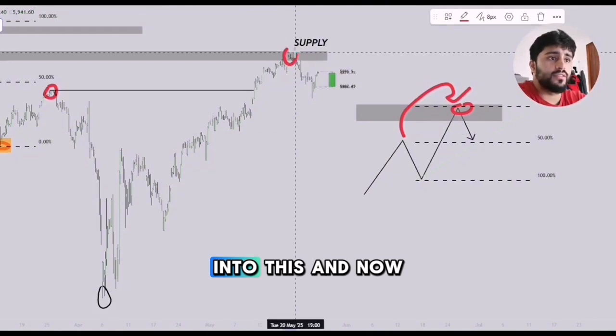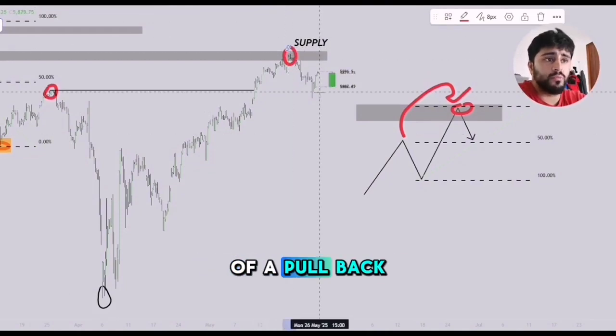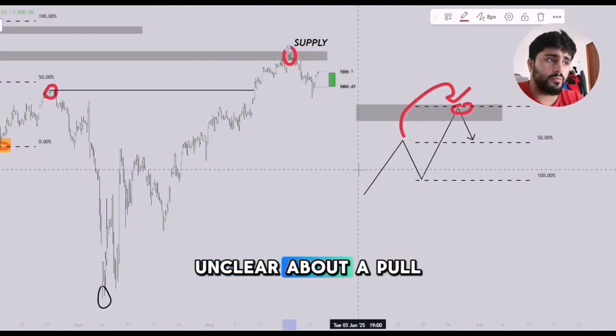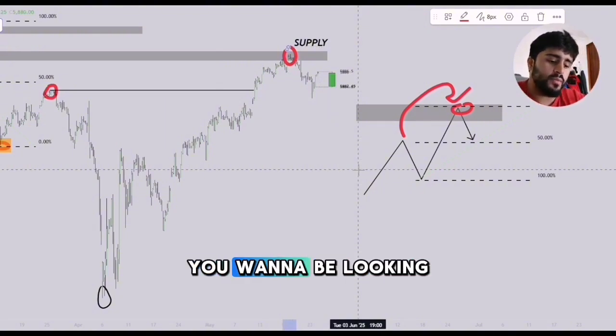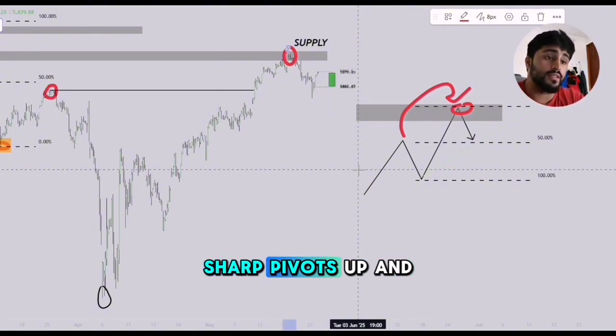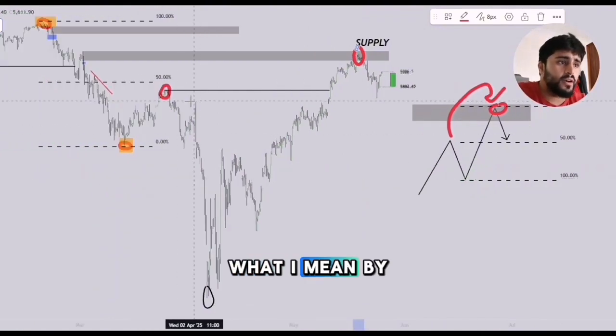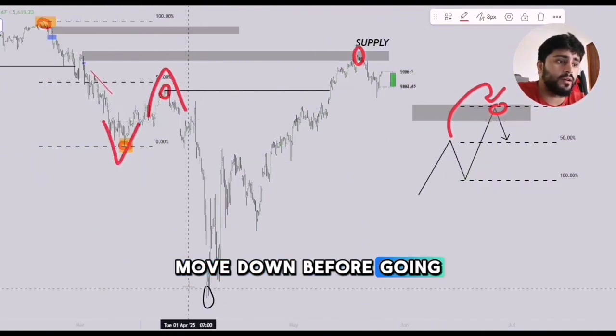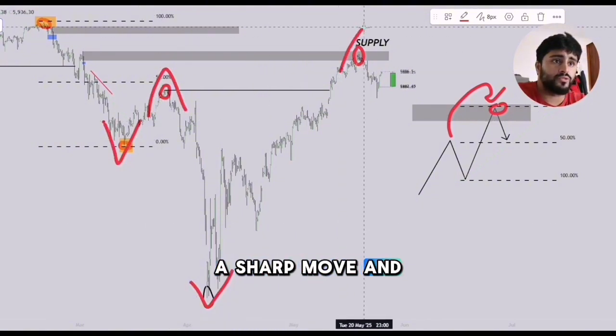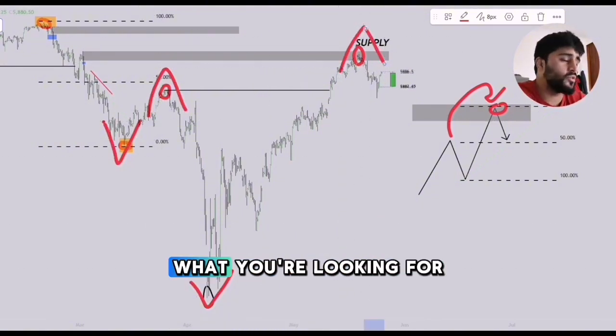So now we've come into this, and now we've had some kind of a pullback. For those who are unclear about a pullback, you want to have at least 2 candles for a pullback, and ideally you want to be looking for sharp moves and sharp pivots up and down in the market. So what I mean by that is this was a sharp move up before going down, this was a sharp move down before going up. Same here, we had a sharp move, and also same here, we had a sharp move. So this is what you're looking for in the market.